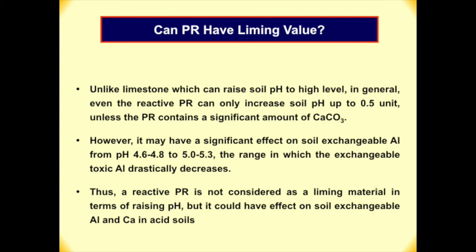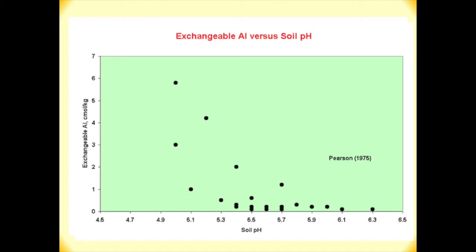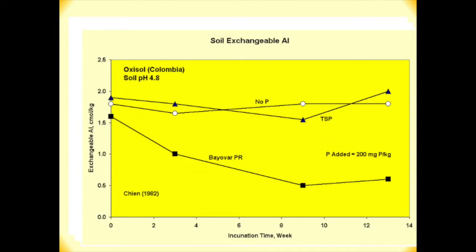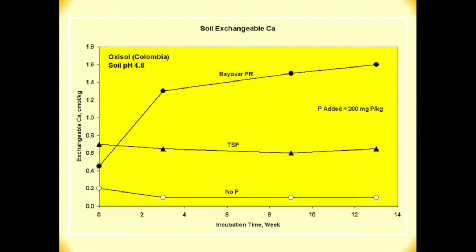So the reactive phosphate rock is not considered as a liming material, but it could raise the soil pH and exchangeable calcium. It's because the exchangeable aluminum normally decreases sharply around pH 5.2, 5.3. So even increasing the pH a little bit, it can reduce the exchangeable aluminum a lot. Give you an example. This is the Bayovar rock in incubation, exchangeable aluminum versus no control and TSP. You can see that Bayovar rock reduced the ammonium exchangeable aluminum in the soil pH 4.8. This is the exchangeable calcium that increased exchangeable calcium versus TSP and check.